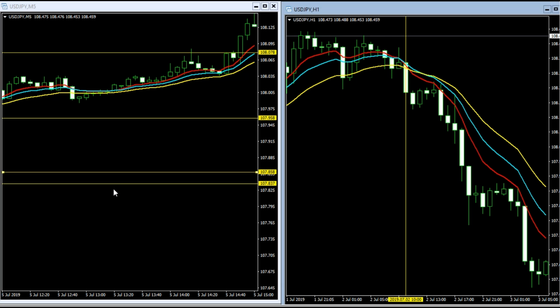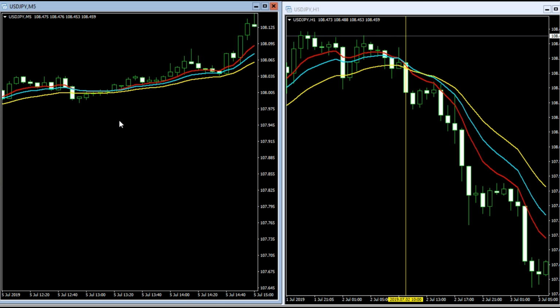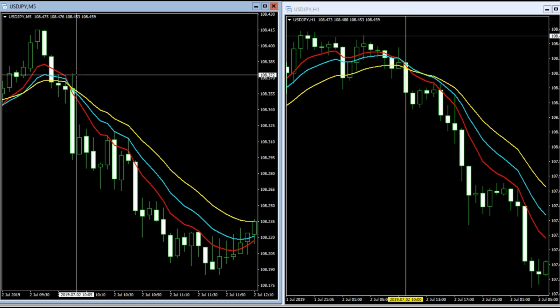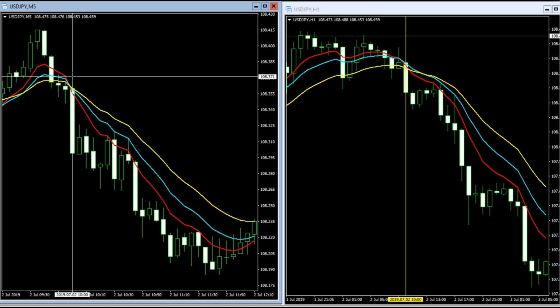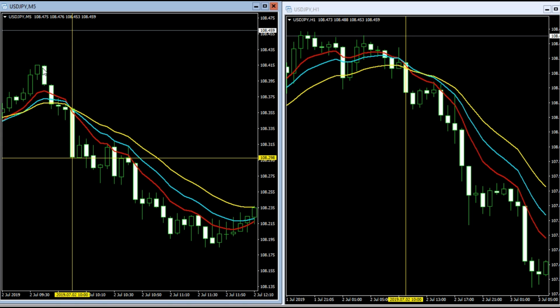So let's go here. Let's get rid of all these. Okay, here it is, 2nd of July, 10 a.m. I'm going to put a line here. And here we get the confirmation that the red moving average has gone below the aqua and below the yellow. So this is where we are going to get into the trade at the open of the next candle, which is this candle, and we are going to place a stop 5 pips above the high.